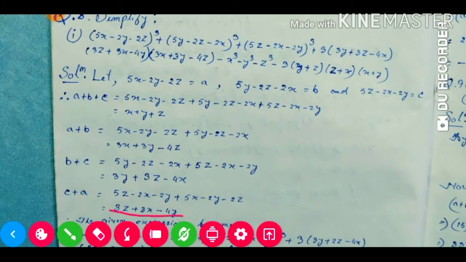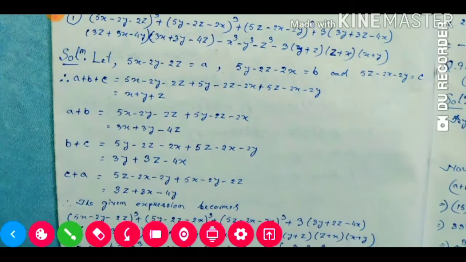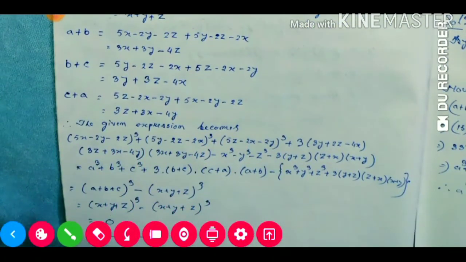Now the given expression becomes, whatever the given expression, this one will be c. Whatever the given expression, this one we will write here. Then this portion is our a, so cube there, so it will be a cube. This one will be b cube. This one will be c cube. Plus this portion we got, it is 3y plus 2z minus 4x.